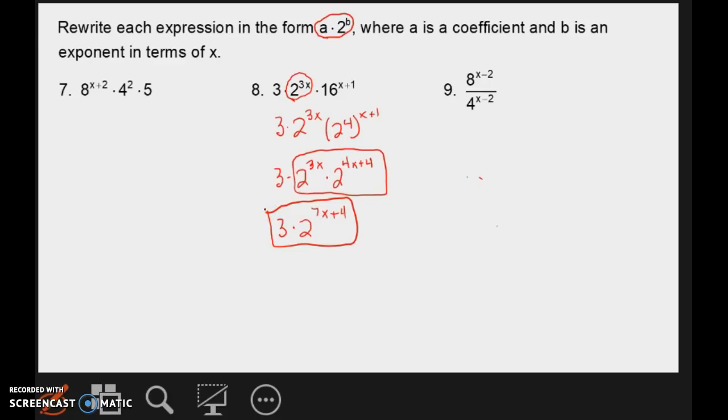Same thing on 9, except now I'm dividing. So I'm going to change my bases so that they're like bases. Even if it didn't say to turn into a base 2, what I'm looking to do is see if those two bases have anything in common. Can I turn an 8 into a 4? I really can't with exponent properties, and I can't do anything with a 4 turning it to an 8. So what I'm going to do is bring it down to the smallest element possible, which would be 2. So 8 is 2 to the third power, and 4 is 2 to the second power.